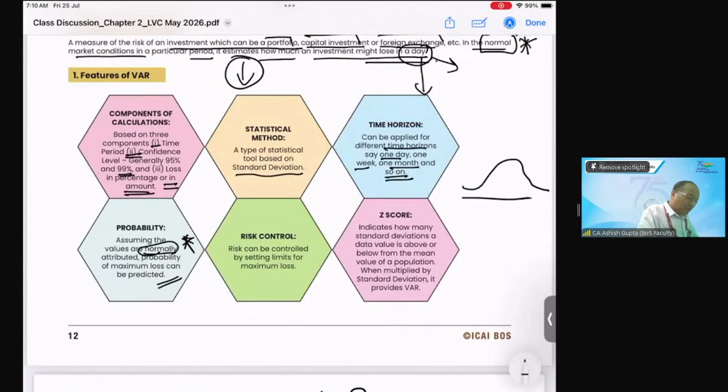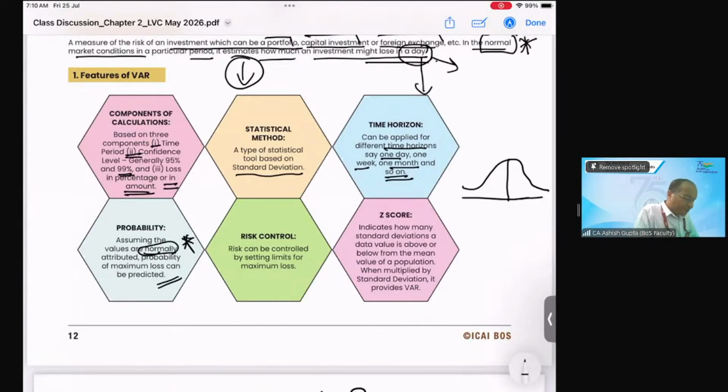I think you recall that you must have studied this normal curve at your 12th class level in mathematics. So this normal curve is normally used in our VaR calculation, and this is the basis. It is very important to note that only because of this can we apply this VaR model. This is a basic assumption.